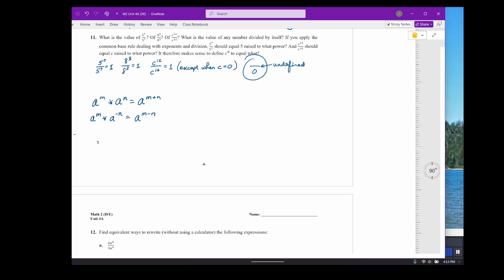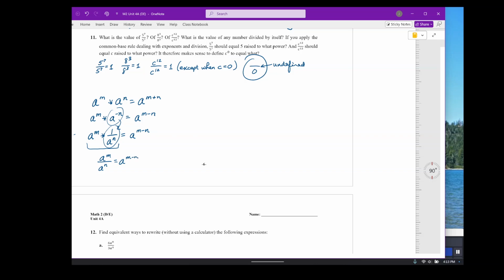Now there's also a rule that we have that says a to the negative 1 is 1 over a, a to the negative 2 is 1 over a squared. So a to the negative n is really 1 over a to the n. So this is a to the m times 1 over a to the n equals a to the m minus n. Right? Because these two things are the same. This whole side now is the same as a to the m over a to the n.